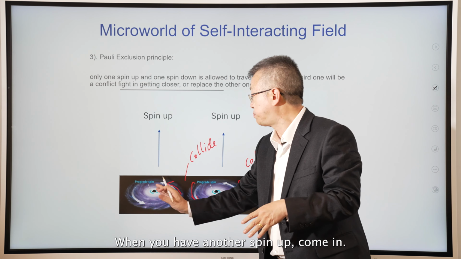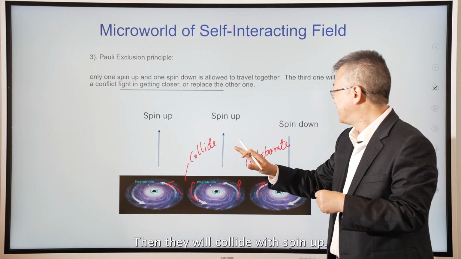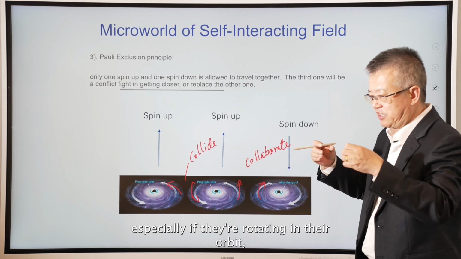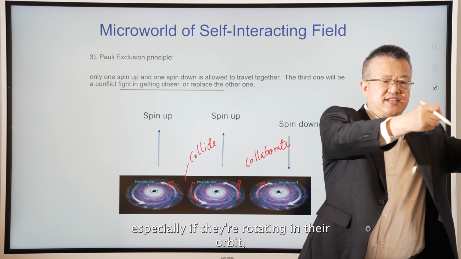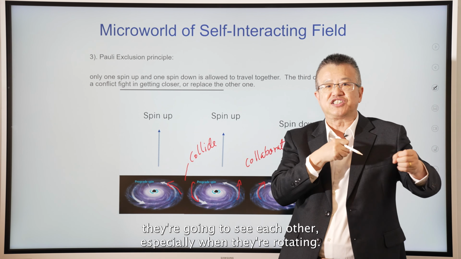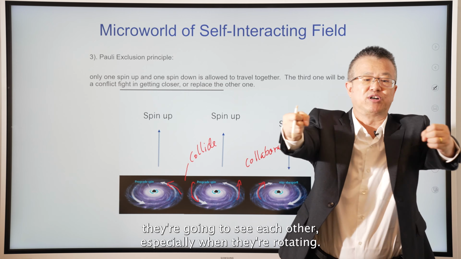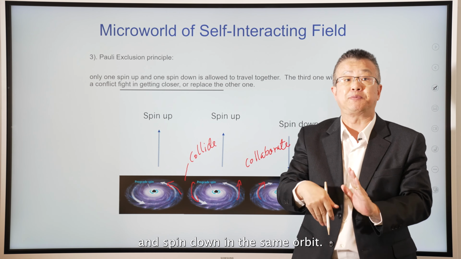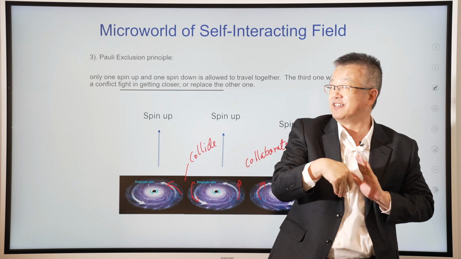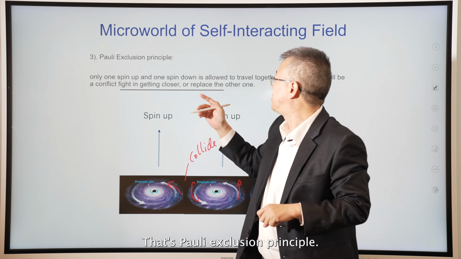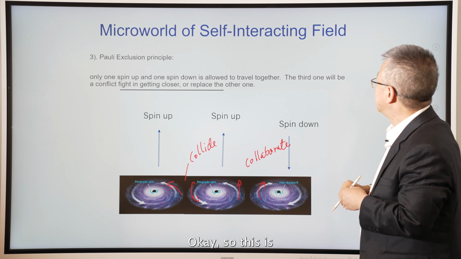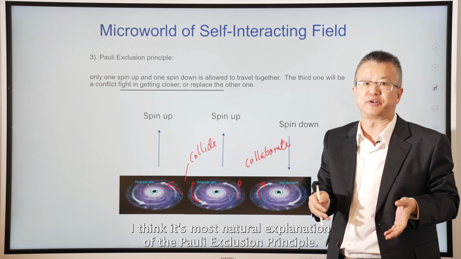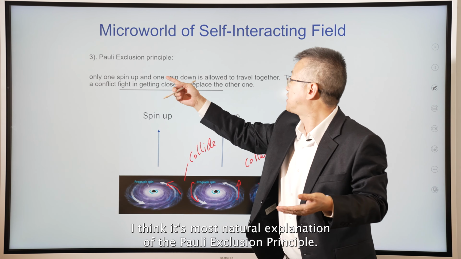When you have another spin up come in, then they will collide with the spin up. If you have another spin down, especially if they're rotating, they're in an orbit, they're going to see each other, especially when they're rotating, okay? So that means you can only have a spin up and spin down in the same orbit. That's the Pauli exclusion principle, okay? So I think this is the most natural explanation of the Pauli exclusion principle.